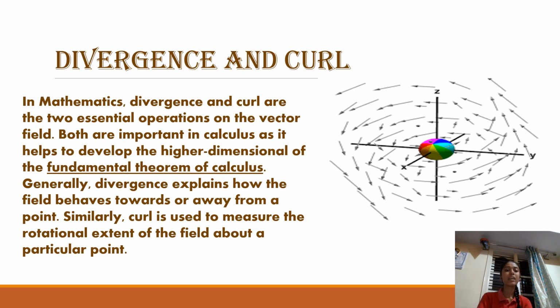Divergence and curl. In mathematics, divergence and curl are the two essential operations on the vector field. Both are important in calculus as they help to develop the higher dimensional version of the fundamental theorem of calculus. Generally, divergence explains how the field behaves towards or away from a point. Similarly, curl is used to measure the rotational extent of the field about a particular point.